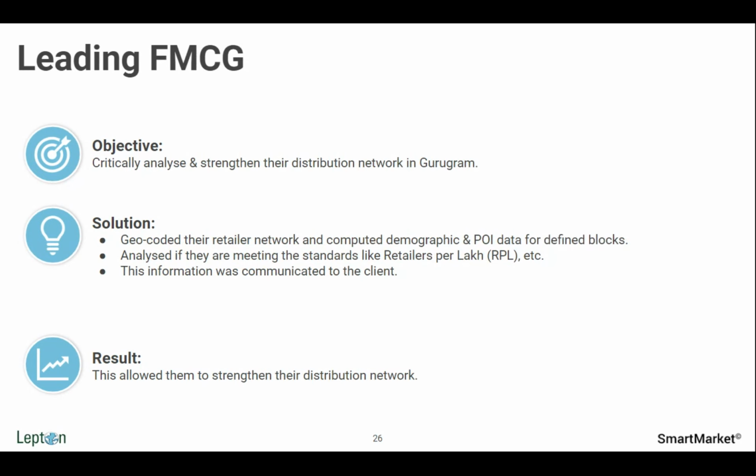So this was done for an FMCG company in Gurgaon, and they wanted to realign their distribution network. To do this, their retailers and distributors were geocoded, and affluence and various demographic parameters were analyzed to understand how many retailers should be present in a certain location, and this result was shared with the enterprise.